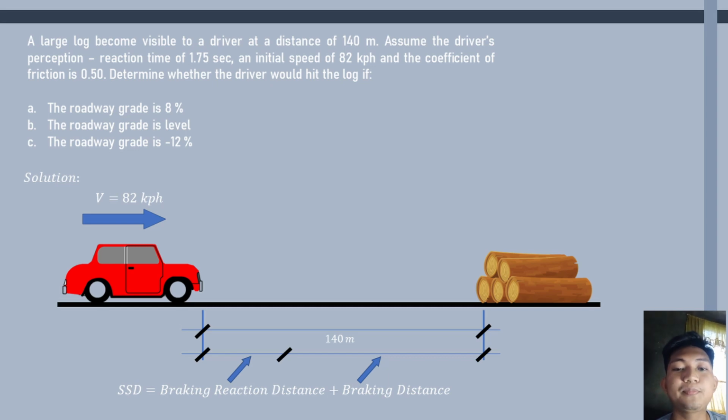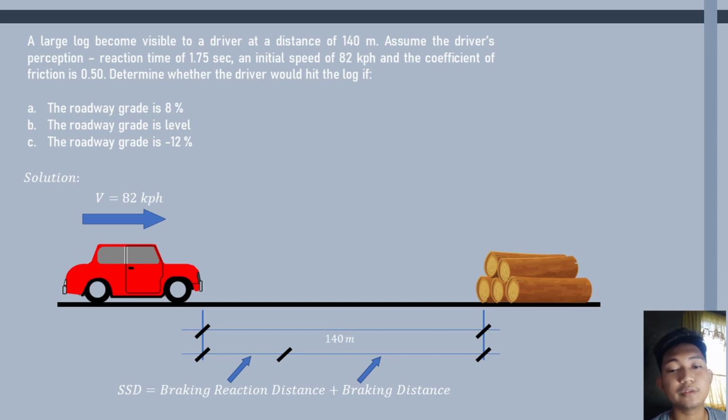Letter A, if the roadway grade is 8%. Will the driver hit the log if the roadway grade is 8%? Letter B, the roadway grade is level, so it is straight. And the last, the roadway grade is negative 12%. So those are the conditions.